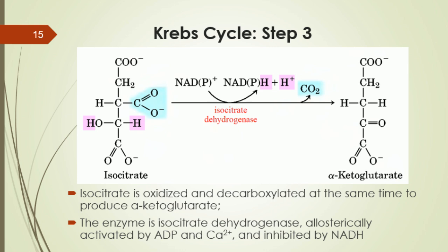The third step is the dehydrogenation of isocitrate with the simultaneous release of a carbon dioxide molecule, decarboxylation, and the formation of alpha-ketoglutarate. This is the first redox reaction in the Krebs cycle, which results in the formation of NADH. Isocitrate dehydrogenase, which catalyzes the reaction, is a regulatory enzyme that is activated by ADP and inhibited by excess NADH.